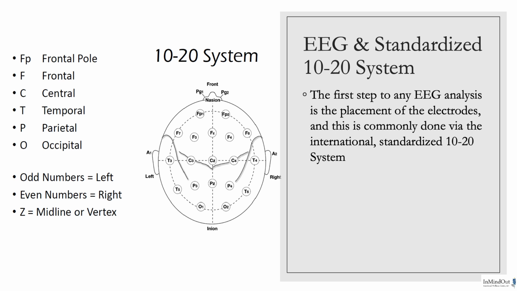Then even numbers are on the right and odd numbers on the left. And then the midline channels have a Z after the letter. So FZ would be front midline, CZ would be the vertex or the center, and PZ would be the parietal center or midline.